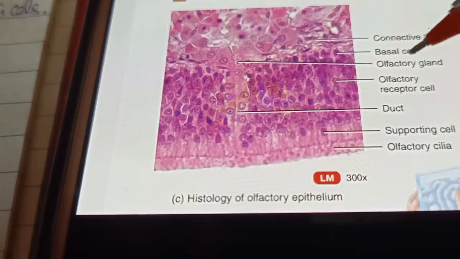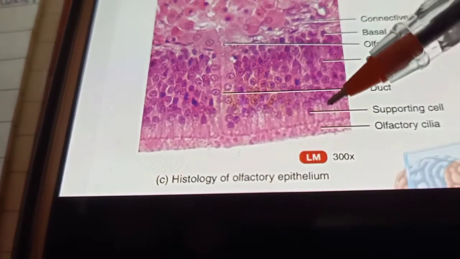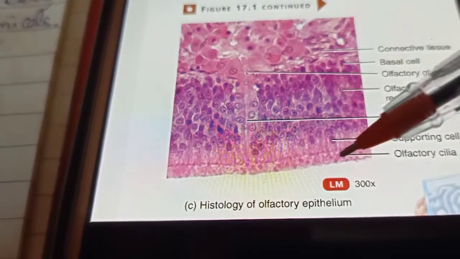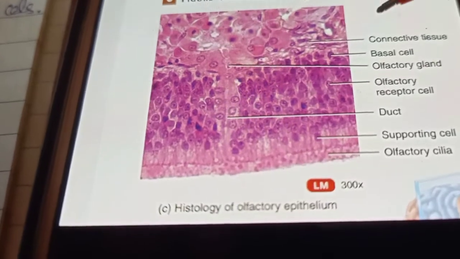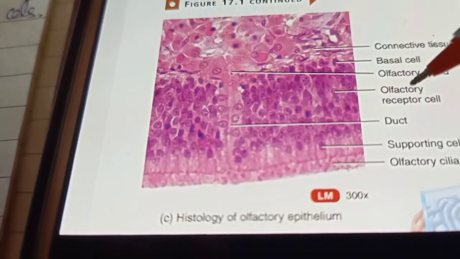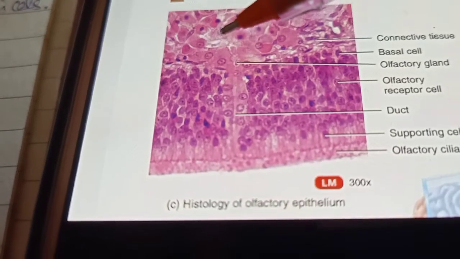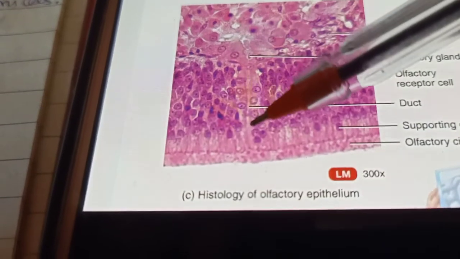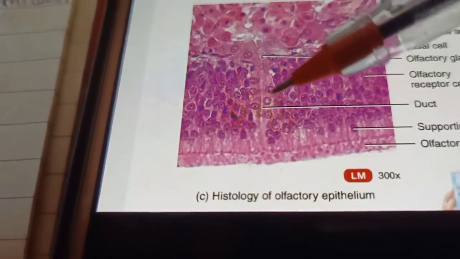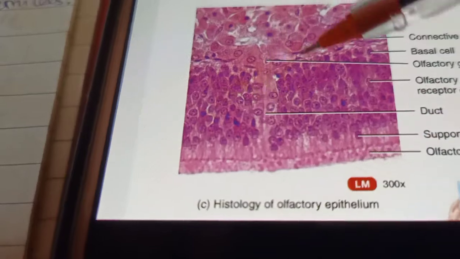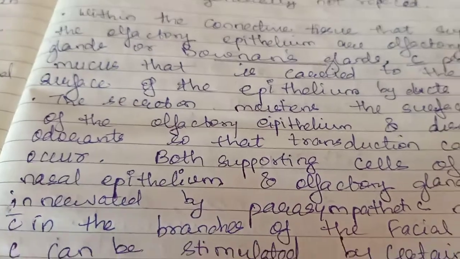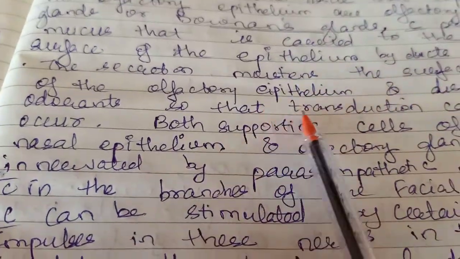So these are the basal cells, these are the olfactory receptor cells, these are the supporting cells, and the olfactory cilia. The connective tissue of the olfactory epithelium consists of glands known as olfactory glands or Bowman's glands, and they produce mucus, which is carried to the surface of the olfactory epithelium with the help of the ducts. The secretion moistens the surface of the olfactory epithelium.